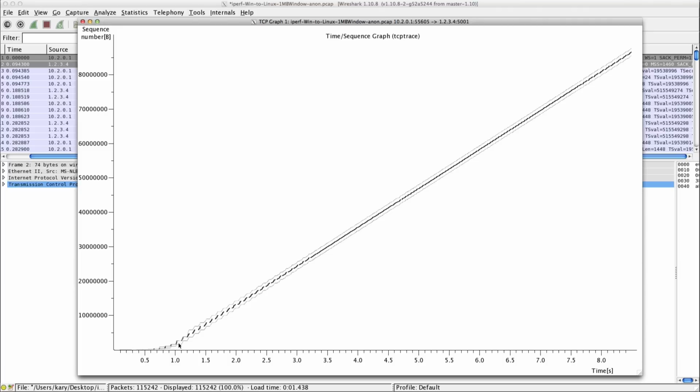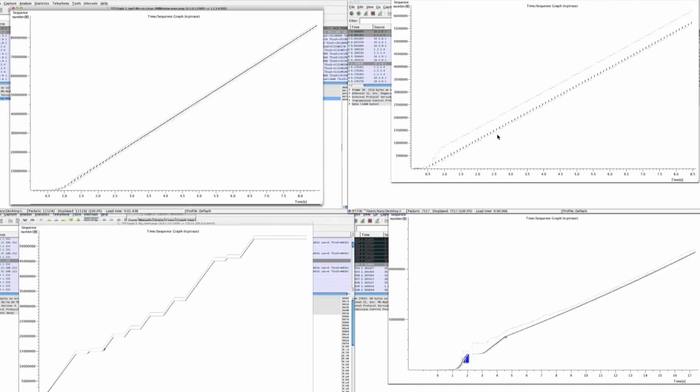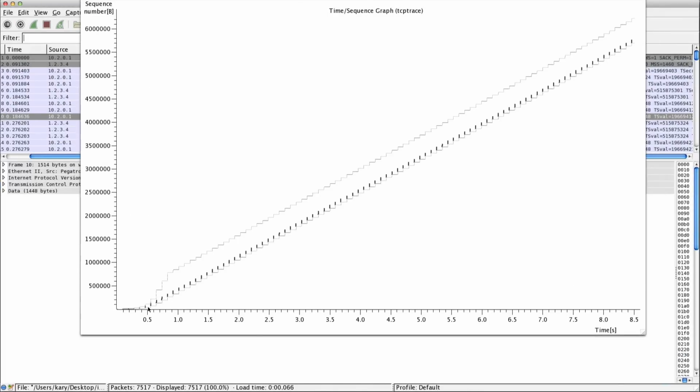Anything else to say about this? Yeah. There's a lot of things I could say, but I could talk all day. Let's look at one that's not so good. This one, it does go smooth and up and to the right.